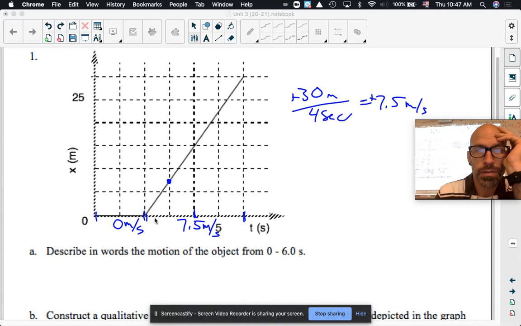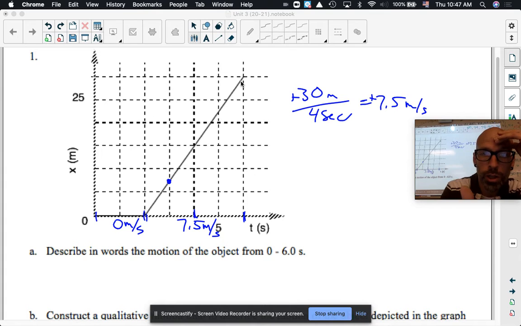Well, it looks like for the first 2 seconds, now again, remember, this is a position-time graph, the object is at the 0 position for 2 whole seconds, 0 meters per second, not moving. It's at rest for 2 seconds. Then it starts moving in the positive direction with a positive constant velocity. That's what I would say. The object starts at the 0 position, not moving for 2 seconds, then moves in a positive direction with a constant velocity for 4 more seconds. That's what I would say.